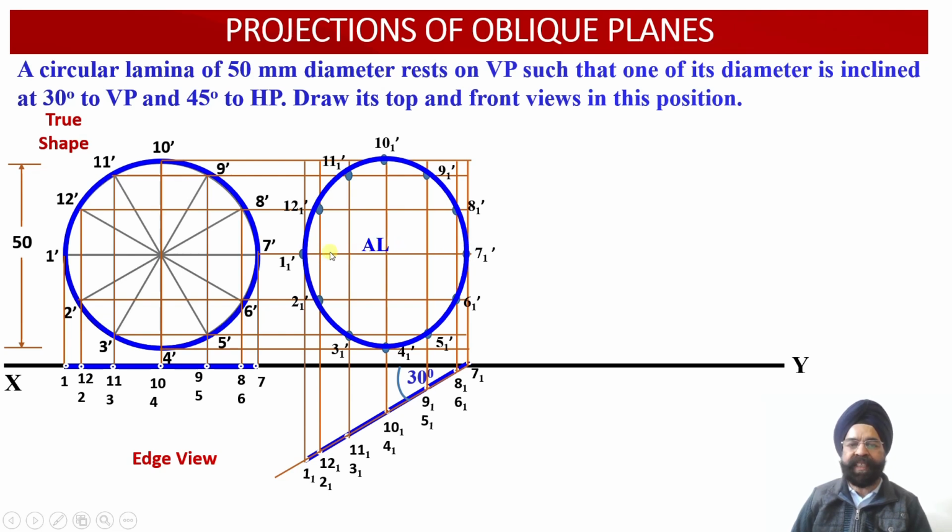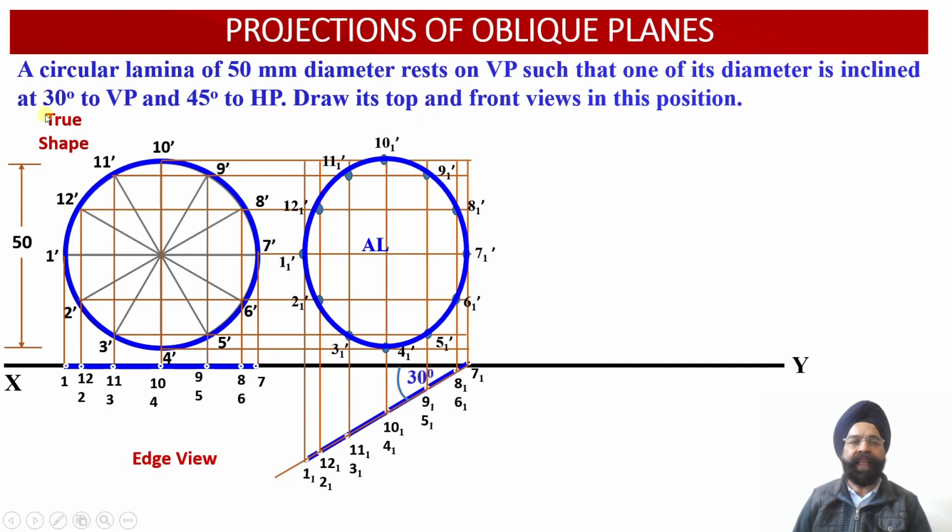Now since this apparent length 1 1 dash 7 1 dash happens to be parallel to the horizontal plane, we obtain 1 1 7 1 as the true length of the corresponding diameter. So 1 1 7 1 is the true length of the diameter, which happens to be 50 millimeter. Similarly, the true length of this diameter is also 1 dash and 7 dash. And here again we have the true length of this diameter as the 1 and 7 distance over here.